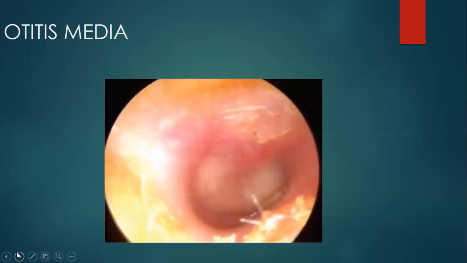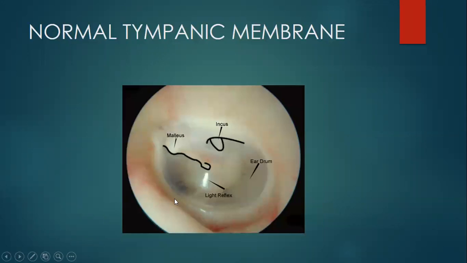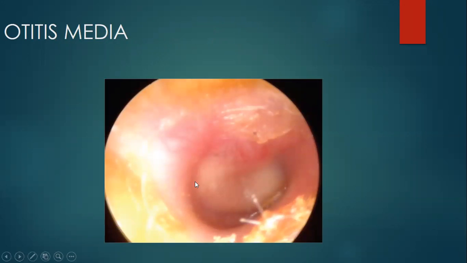Now you see here, this is a pathological problem. Here you see there is no redness, no inflammation. Here you see there is inflammation. There is also bulging here. There is some pus accumulating here.